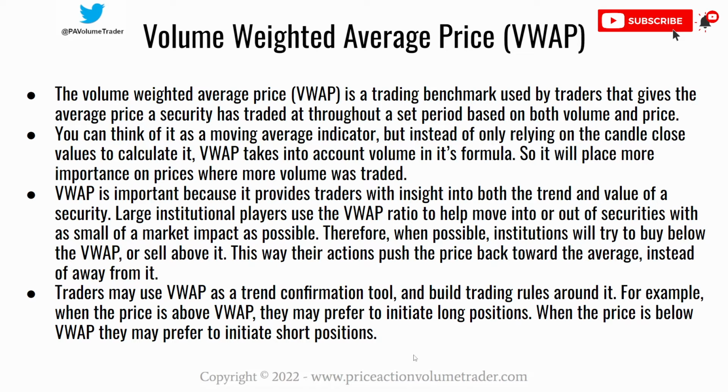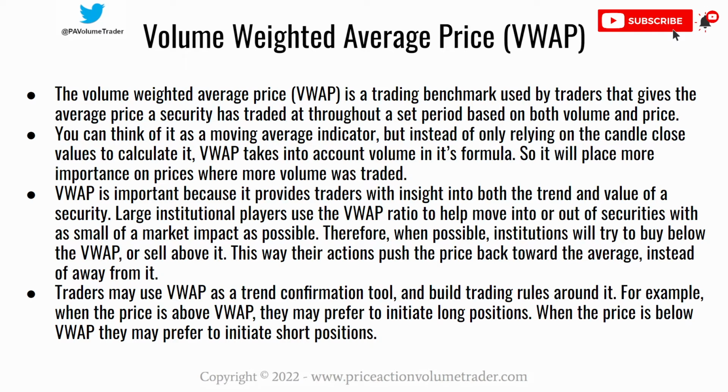So basically they will try to buy below VWAP when it's considered undervalued and sell above when it's overvalued, basically trying to get back towards the average and not away from it. You can think of VWAP almost as a point of control on the volume profile, which is the area with the highest traded volumes and what's considered fair value.